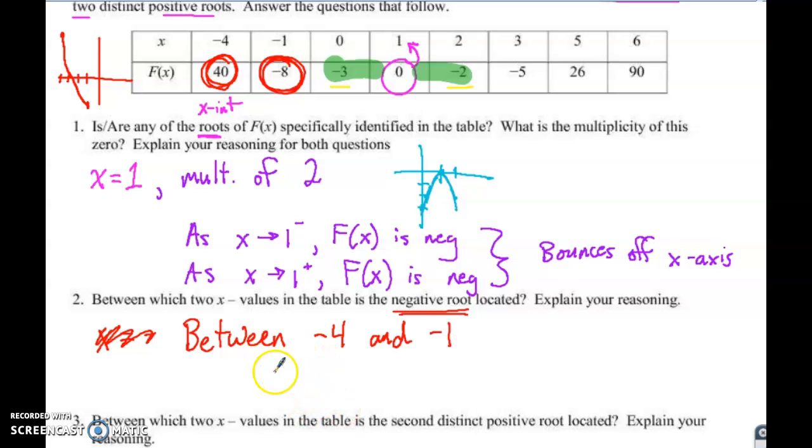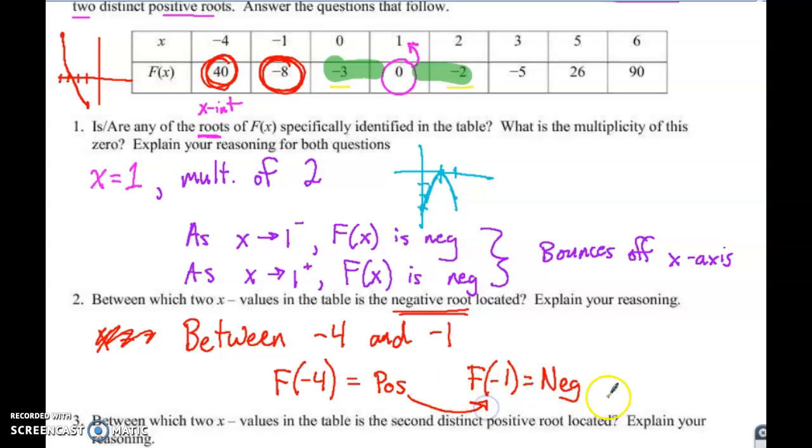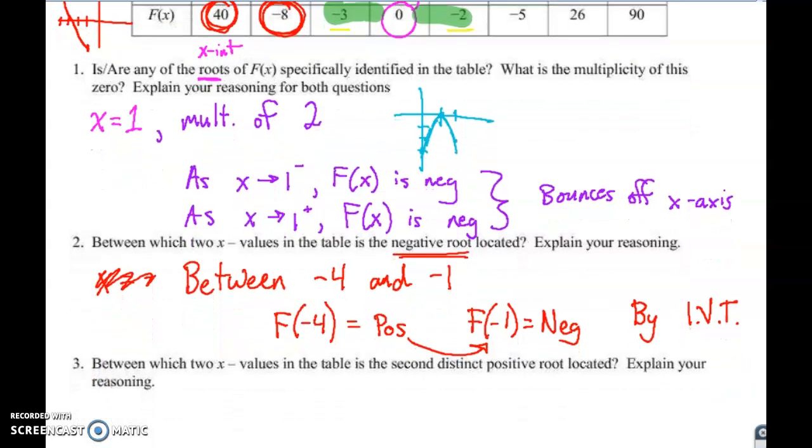Why? Because f of -4 is a positive, and f of -1 is a negative, and the only way to change from a positive to a negative is by crossing the x-axis. Now, if anybody wants to, because I already introduced it to you, if you write by the intermediate value theorem, IVT, I will give you full credit, because that is correct.